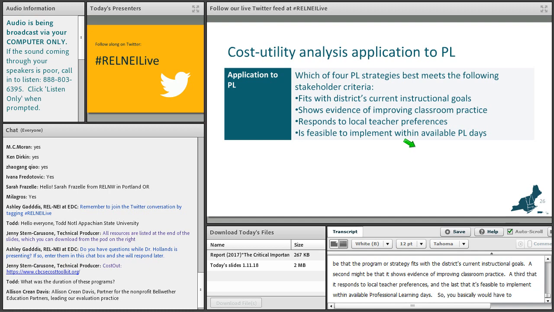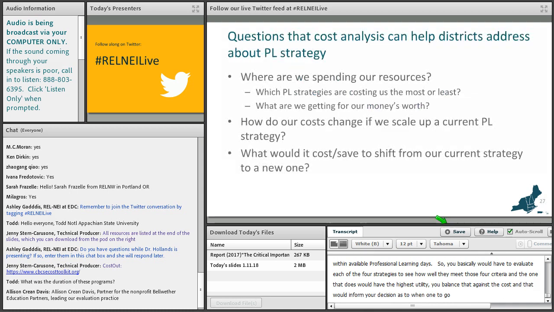So you basically would have to evaluate each of the 4 strategies to see how well they meet those 4 criteria. And the one that does would have the highest utility. You balance that against the cost, and that would inform your decision as to which one to go with.